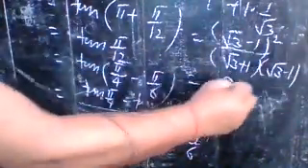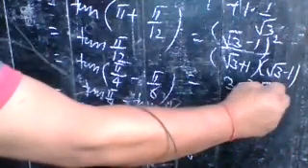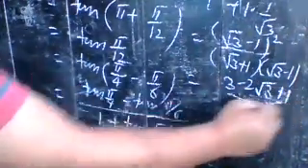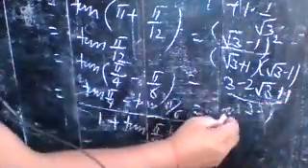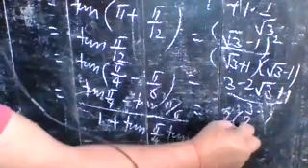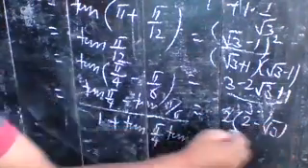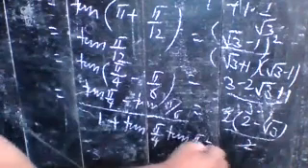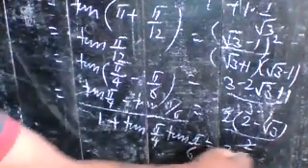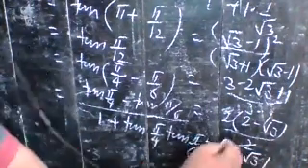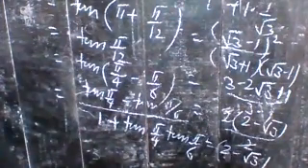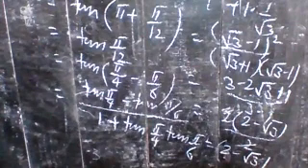So you have 3 minus 2 root 3 plus 1 divided by 3 minus 1. So taking 2 common, 2 minus root 3 by 2. So that is your value. 2 minus root 3 is the value of tan 13 pi by 12.